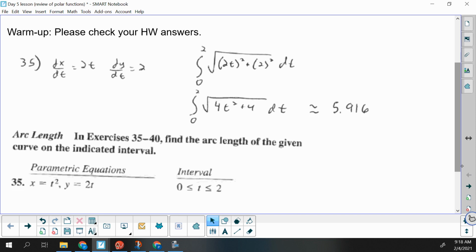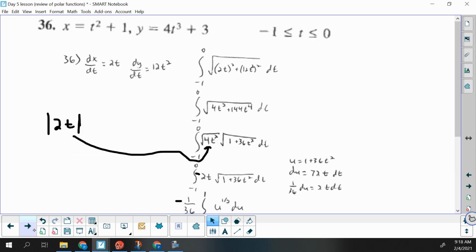So we wanted the arc length. Do your dx/dt, your dy/dt, square them each, and put them under the square root. And this is the one that you could do in your calculator. So you got 5.916. In 36, again, we want arc length.